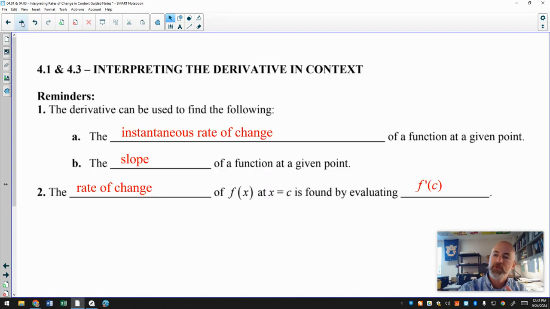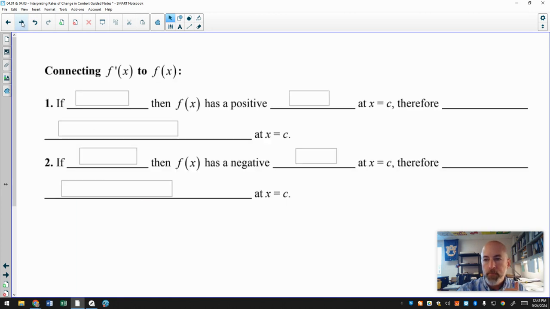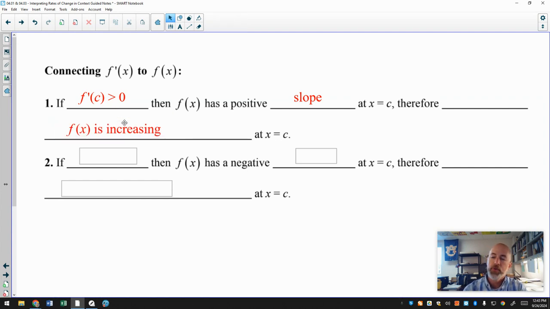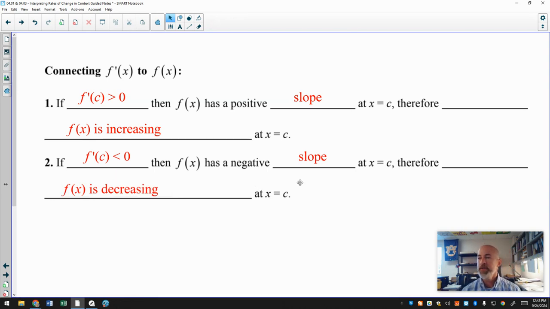So that was a review of derivatives and what derivatives can be used for. What we're going to do is connect the derivative to the function. What does f prime, what does the derivative tell you about the function? And we're going to start off with f prime being positive at a given point. Well, if the derivative is positive, and the derivative is used for slope, then that means your function has a positive slope, which means your function will be increasing at that point. So if your derivative is positive at a point, your function will be increasing at that point. And similarly, if your derivative is negative, then your function will have a negative slope. And if your function has a negative slope, then you will be decreasing.